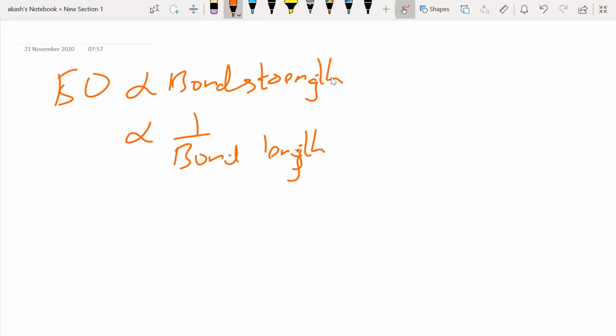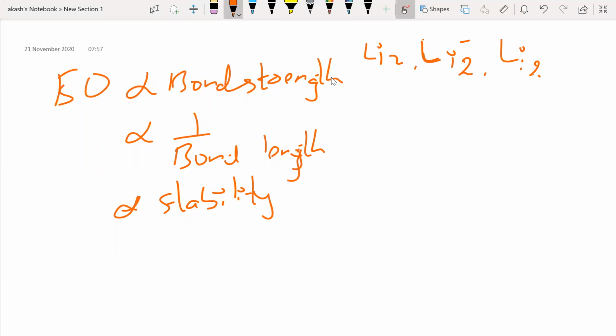Now, obviously, one more thing is more bond order, more and more is the stability of the molecule. This is the most important thing. So more and more is the bond order, you have to remember that more and more is the stability. Okay, now let me give you a question, and if you solve it, I have Li2 and I have Li2 minus, and say I have Li2 plus. Okay, so I have these three with me, right? Now I want you to arrange them in the order of stability. Go for it.